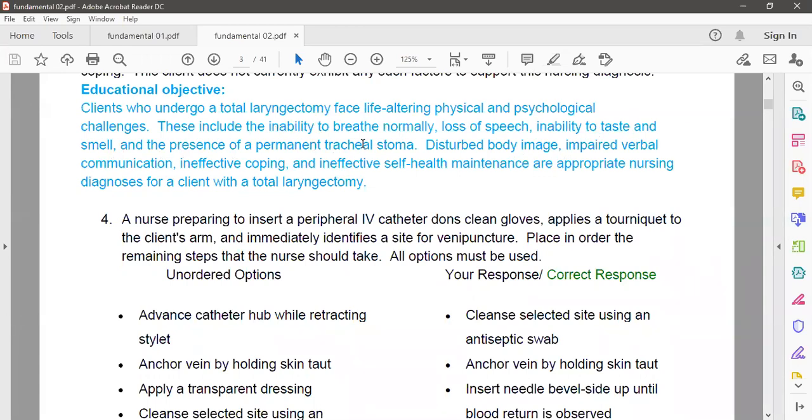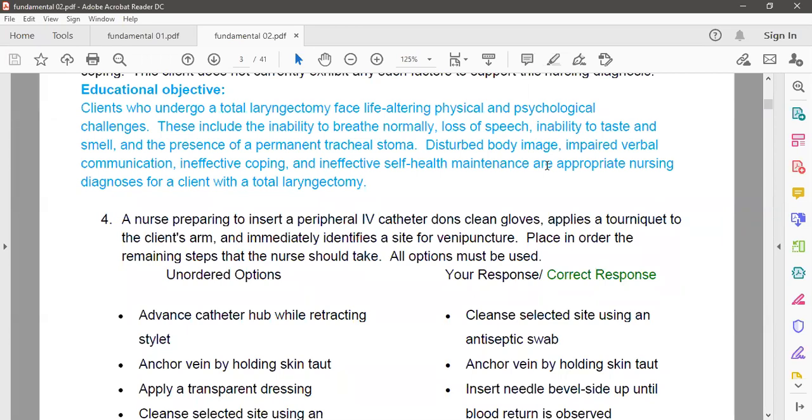But the patient also feels sore throat, neck pain, ear pain, neck swelling, neck lump, and sudden weight loss. All of this. So disturbed body image, impaired verbal communication, ineffective coping, ineffective self health maintenance, all are very challenging. So good counseling is important for your patient. Good counseling about the coping mechanism, adaptation to the new body image, right?